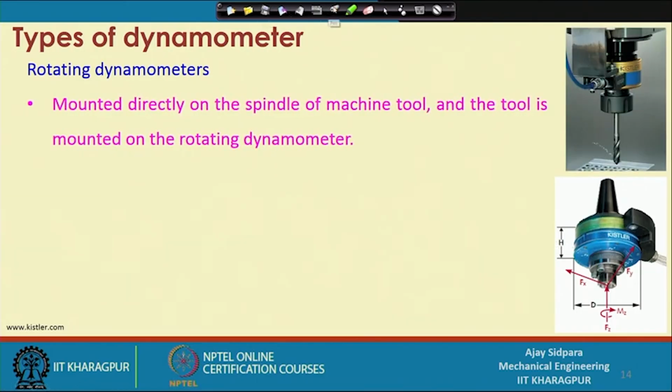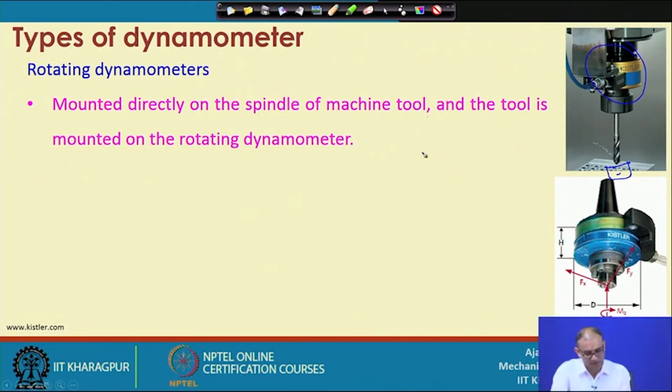In the earlier case, we were using a dynamometer here, correct. There was a dynamometer on the bottom, there was a workpiece fixture, and on the top there was a workpiece. But now the dynamometer is located on the cutting tool side, mounted directly onto the spindle of the machine. The tool is mounted on the rotating type dynamometer. So, this is the actual photograph of the cutting tool dynamometer.